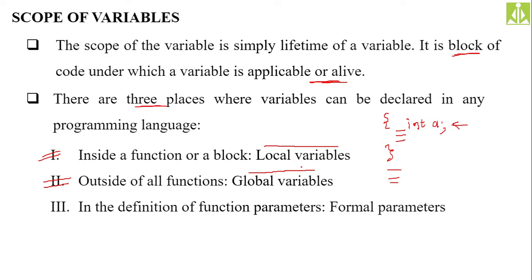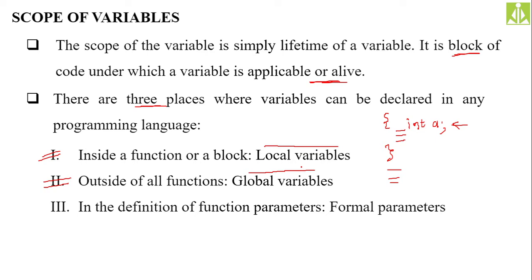Within your program, wherever you want to access the global variable, you can access it. Inside any function, any block, you can easily access it because it is declared outside of all the functions. So there is no restriction on that variable. You can access it anywhere within your program. That's the reason we call these variables global variables.